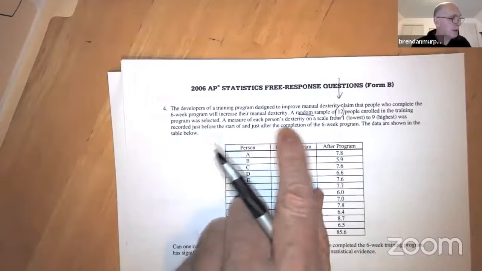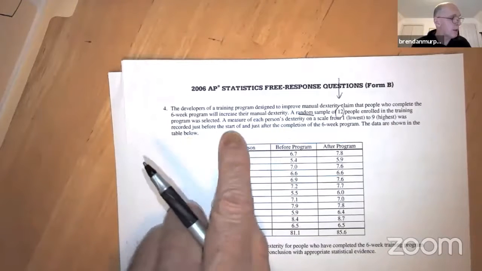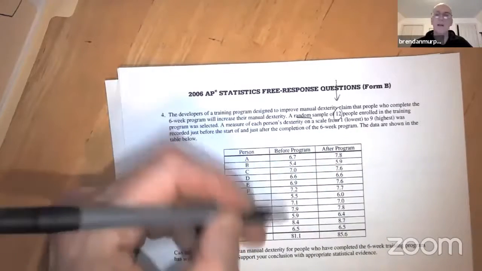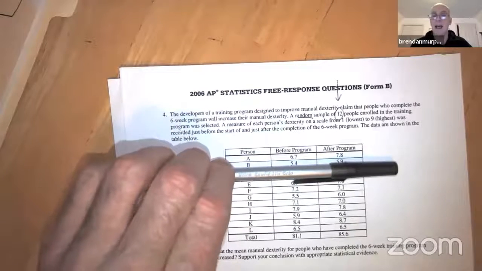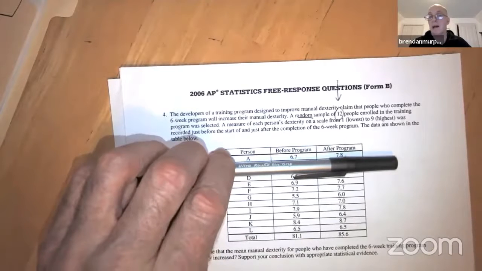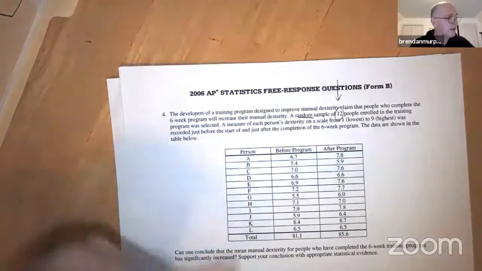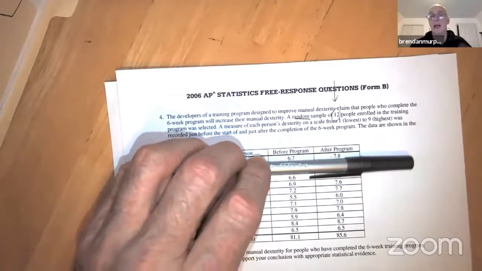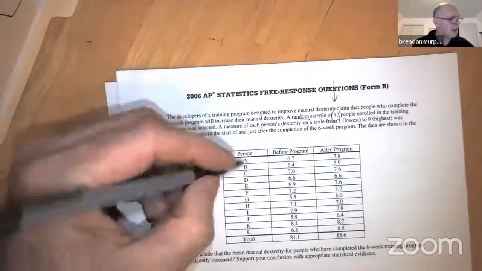A measure of each person's dexterity on a scale from 1 lowest to 9 highest was recorded just before the start and just after the completion of the 6-week program. So it looks like that's what all of these numbers are. For person A, we measured their dexterity. I don't really know what a 6.7 manual dexterity means, but a higher number is better. You're more flexible. And at the end of the program, 6 weeks later, for person A, their dexterity had gone up. One person goes up, the next one could go down, and I think that's what you're seeing here for those 12 people.